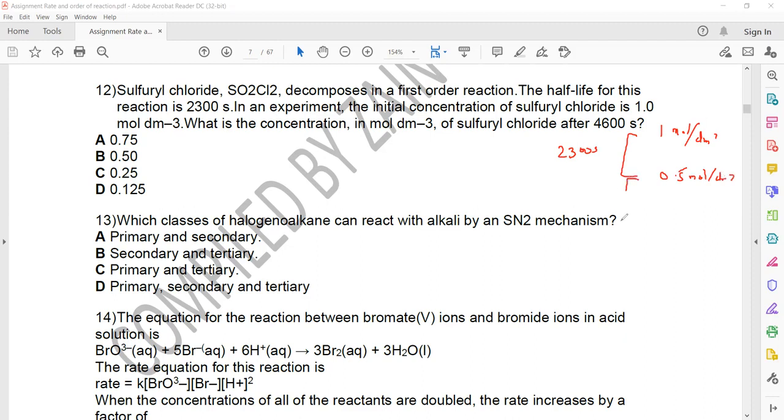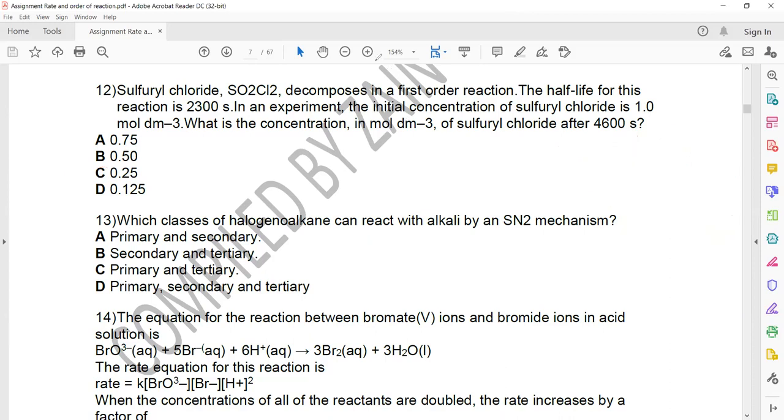Then after a further 2300 seconds, there are two half-lives, so it will be 0.25 mole per dm cube. So that's why C will be the right answer. Is it clear? Yes, sir.